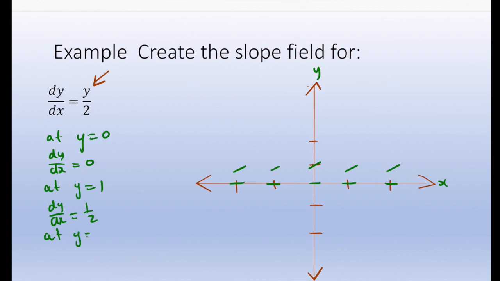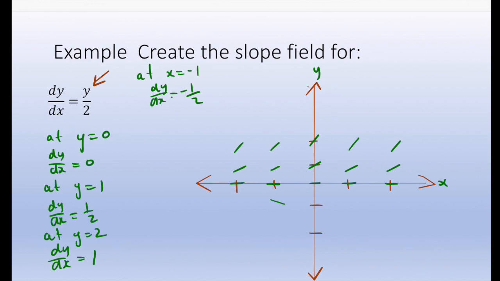At y equals 2, dy/dx will equal 1 because it's going to be 2 over 2, which means it's got a bit of a steeper gradient. It's a gradient of 1, so I need to note that. And you can see the field starting to take place. At x equals negative 1, dy/dx will now be negative a half. So now we're going in the opposite direction, the negative direction, and it's almost got to look like this one, but just the reflection of it with the x-axis being the mirror.